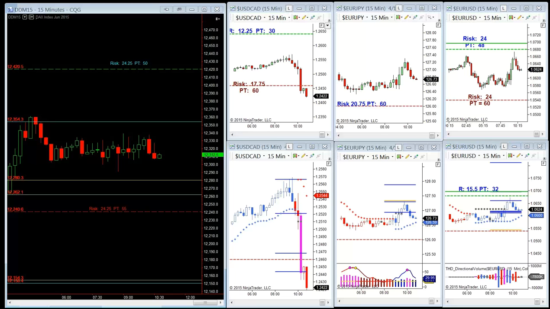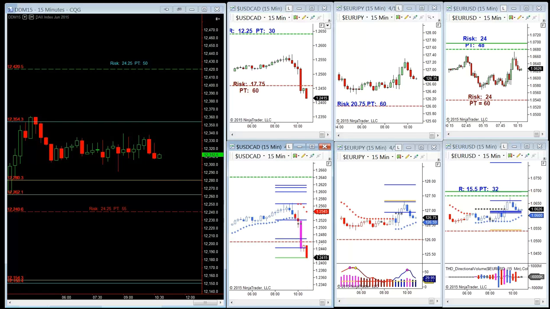The loonie is dropping like crazy. Let's see if it makes it through the green line. Notice this green line's not all the way across the screen. That means it's an area of support on a higher time frame.